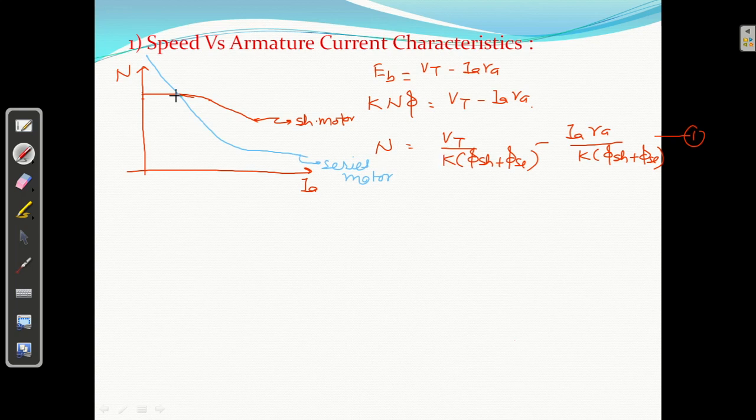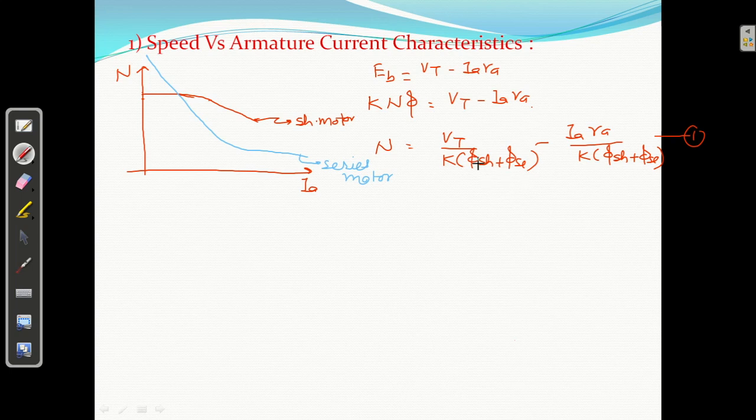Shunt motor की characteristic कैसी आएगी? Because the phi series is present, the initial speed will be slightly more than the shunt motor. This is the shunt motor characteristic, and I am going to talk about the compound motor.